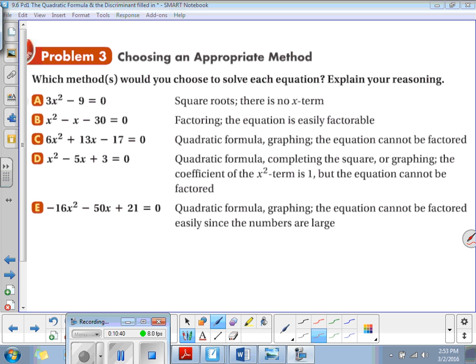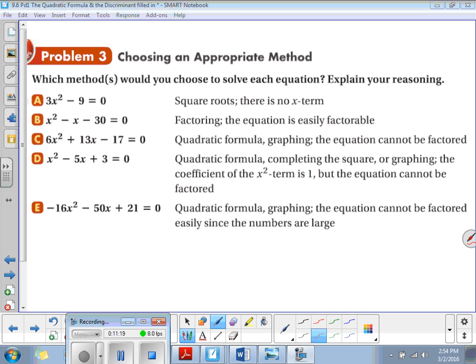So problem 3 is choosing an appropriate method. Which method or methods would you choose to solve each equation? Explain your reasoning. So letter A, we have 3x squared minus 9 is equal to 0. Okay? Now, because we have perfect squares there, we would use square roots. So you're just going to solve for x, right? So we would add 9 on both sides, divide by 3, then we get x squared is equal to 3, and then take the square root of that.